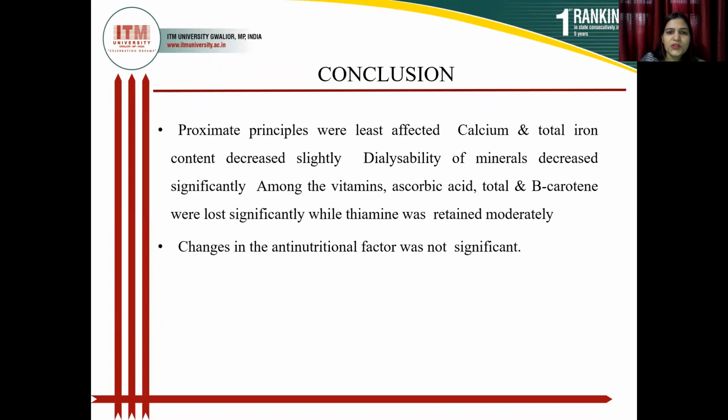So the proximate principles were least affected; calcium and total iron content decreased slightly. Dialysability of minerals decreased significantly. Among vitamins, ascorbic acid, total carotenoids, and beta-carotene were lost significantly, while thiamine was retained moderately. Change in anti-nutritional factors was not significant.